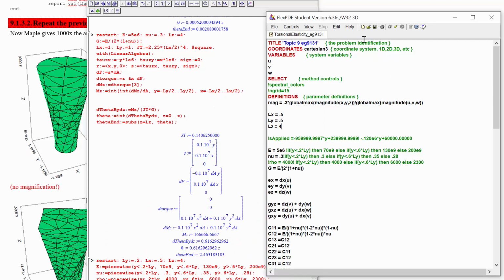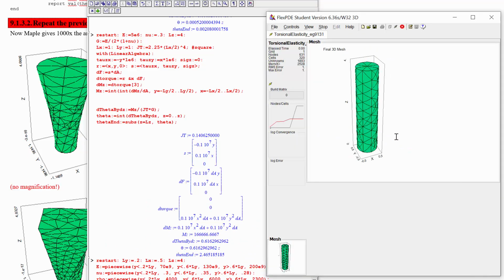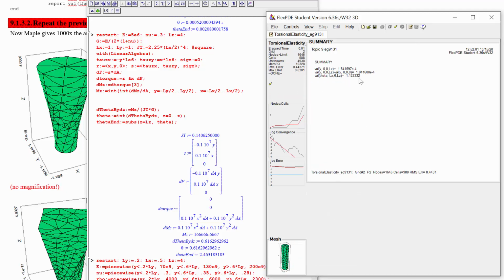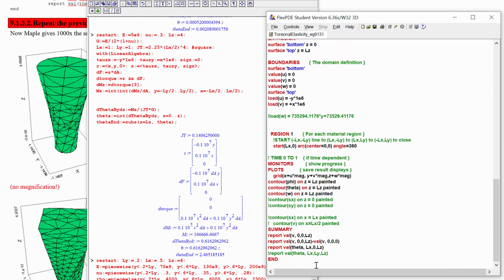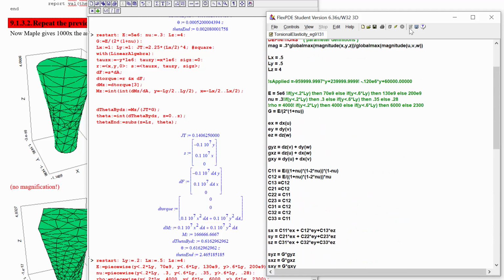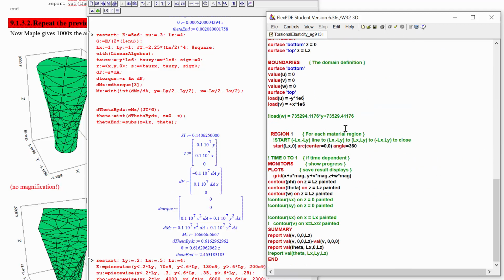But this is quite a lot of rotation, and that is not what we're going to see in FlexPDE. We only have 1.22 as the angle at the end. So what's going on there? Why is the angle so much lower than what we calculated with Maple? The reason is to do with the direction that we're applying the stresses.